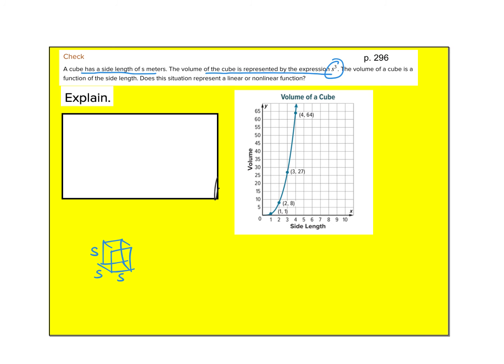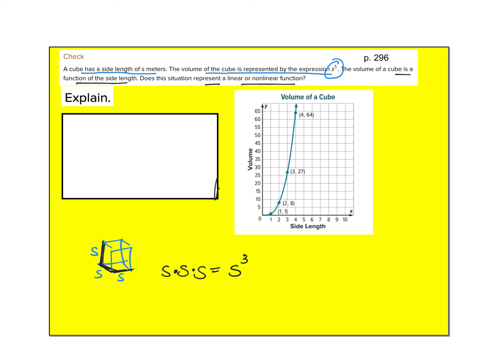Basically, to find the volume of a cube, if you guys didn't know this, you take the length times the width times the height. So basically, you're doing whatever the side length is, the side length times the side length times the side length, which is the side length cubed. Okay, so it says the volume of a cube is a function of the side length. Is this a linear or nonlinear function?